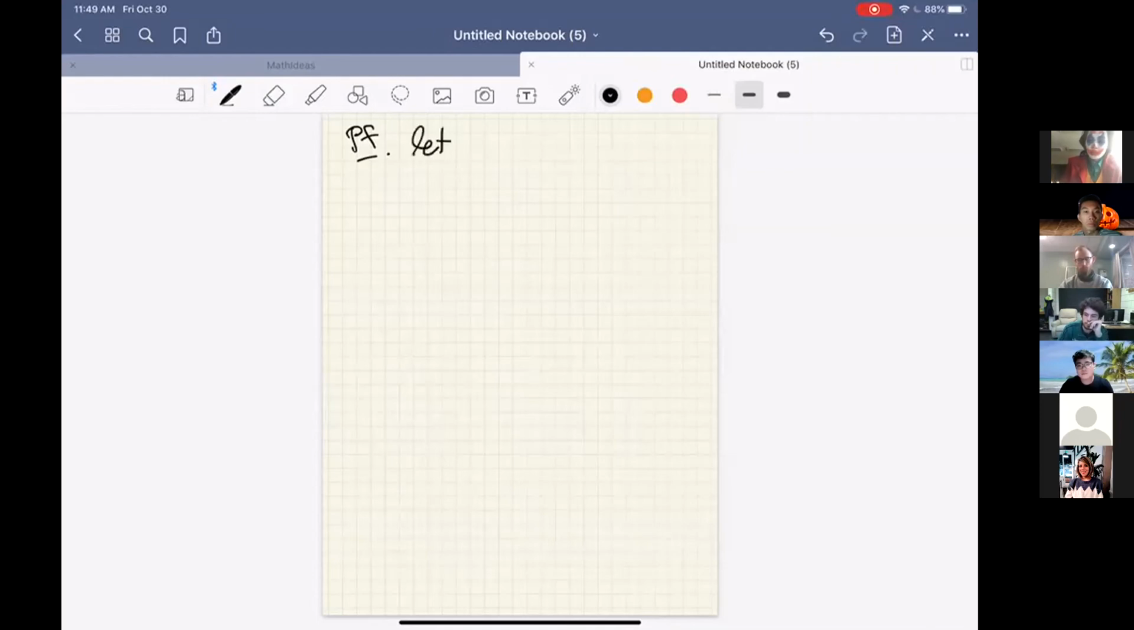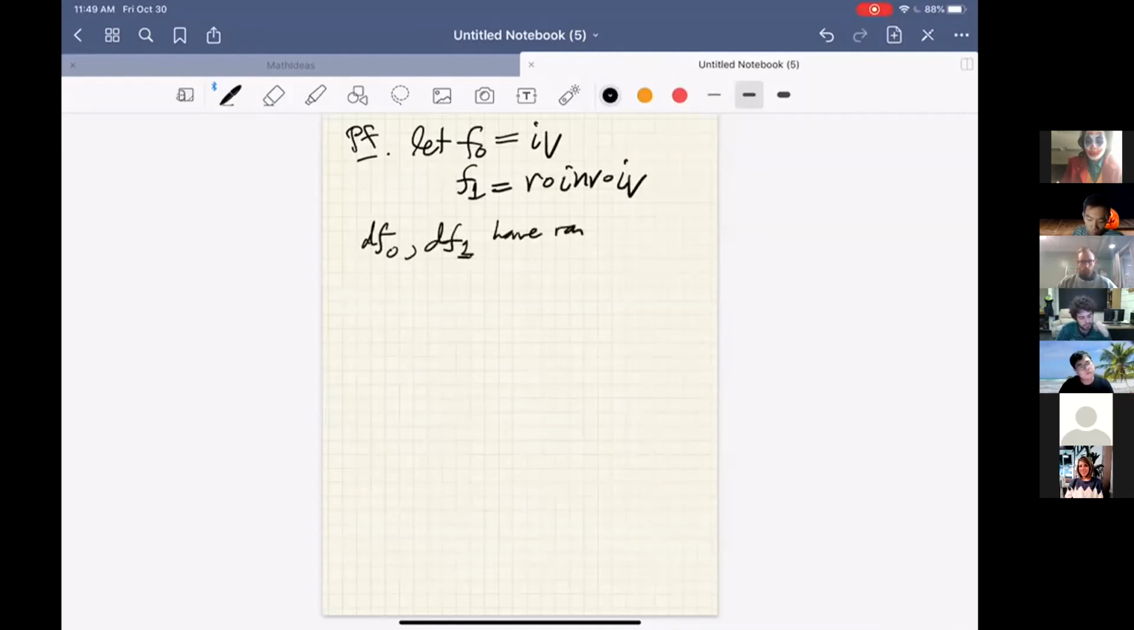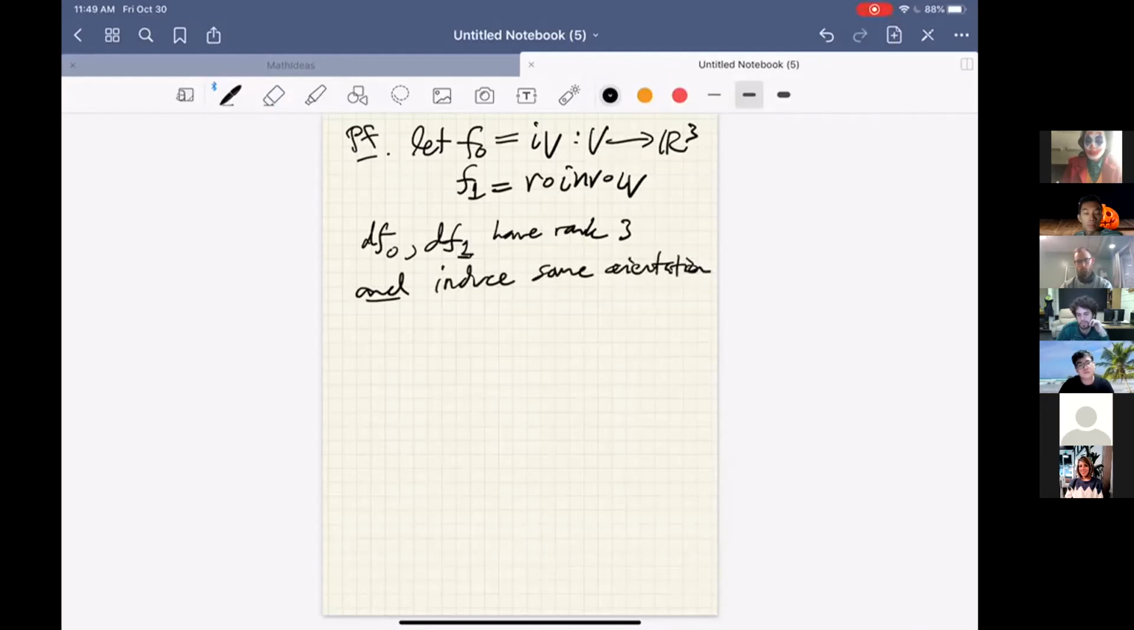So let's see. So let F0 be the inclusion, F1 be my map of interest. So both of these guys are immersions, have rank 3. So these are maps from V to R3, and induce the same orientation. So you can think of these as sections of J1(V, R3).